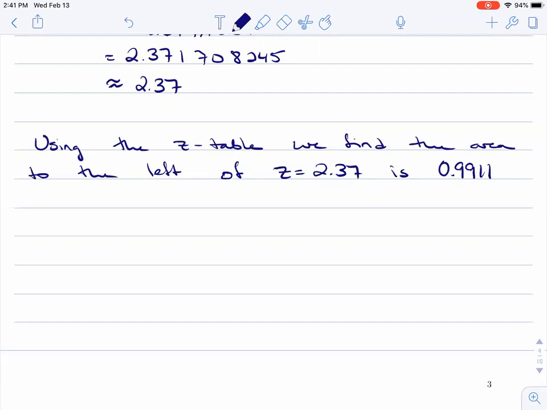And if you don't have a copy of the tables, I've got some here. You need to borrow.